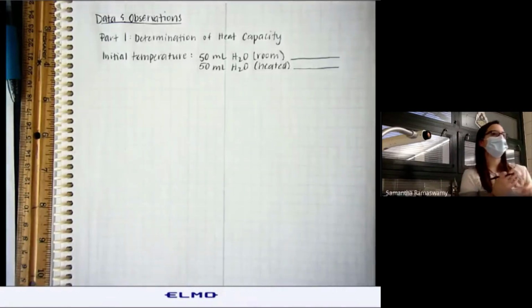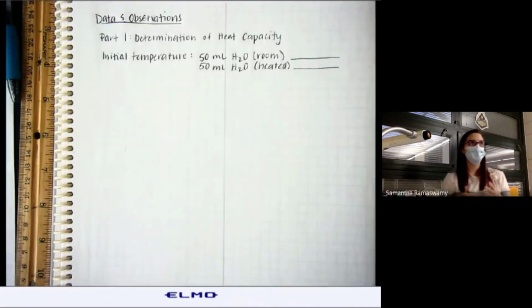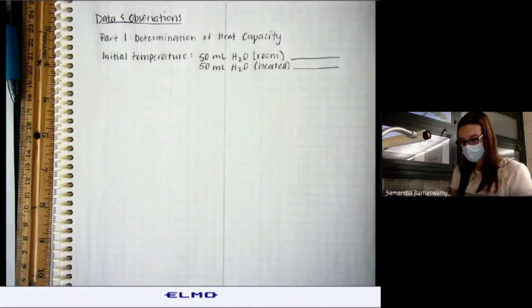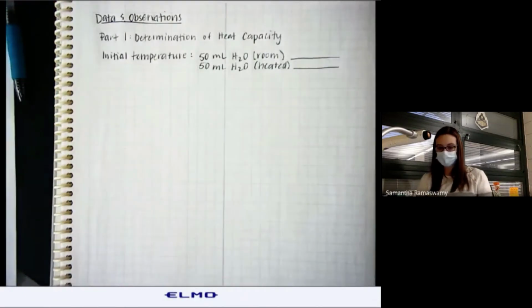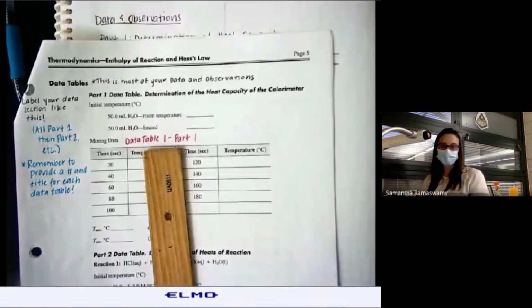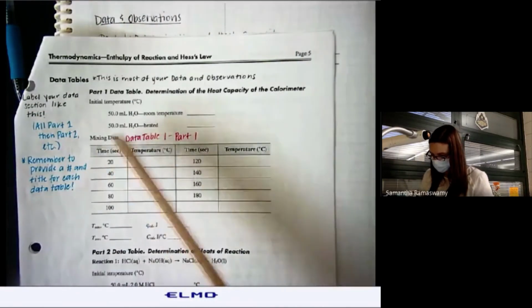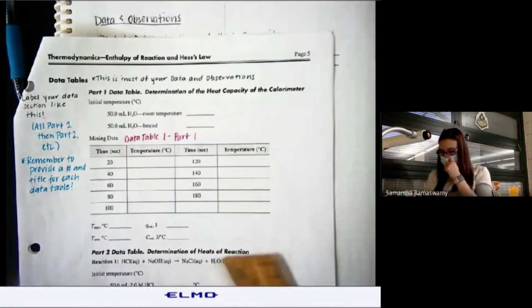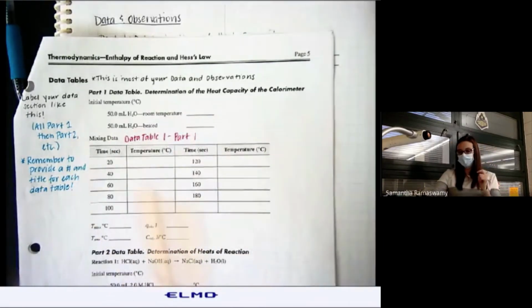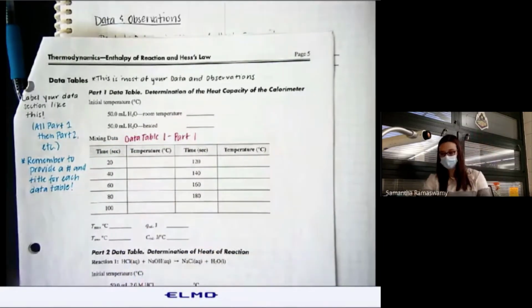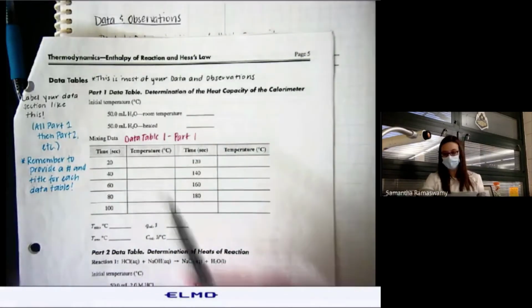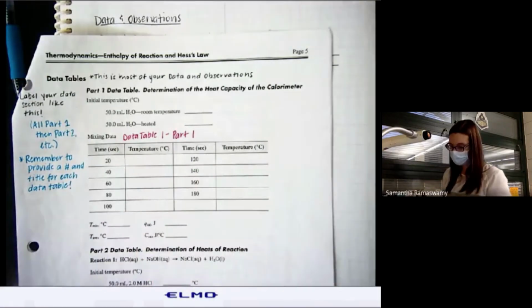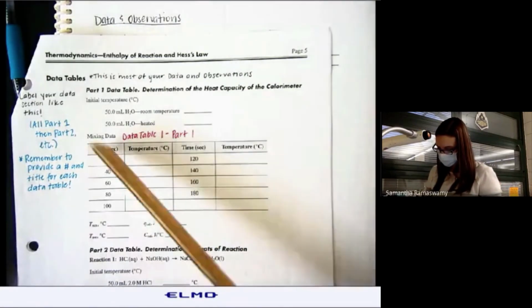We have to make it really easy to find everything because we're going to be using a lot of this information in the calculations. So then it comes to the first data table. It says mixing data, but you're going to notice I labeled this for us, data table 1, part 1. So 1, 2, 3, 4 columns. And if instead of making 4 columns, you just put it all in 2 columns, so you do all the time and all the temperature, that's fine. You just need to make sure you have from 20 seconds to 180 seconds. 1, 2, 3, 4, 5, 6.